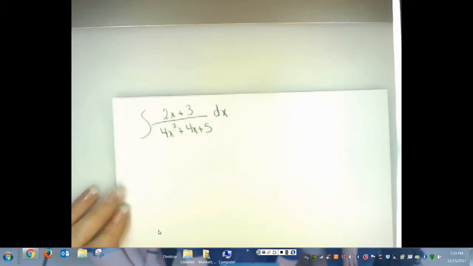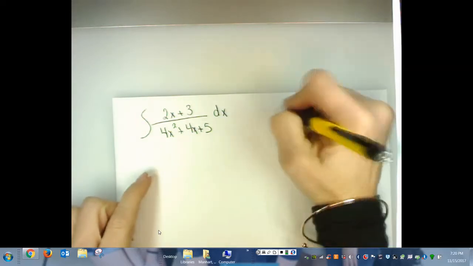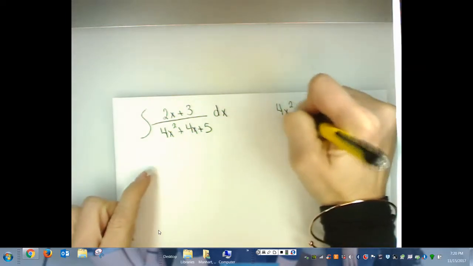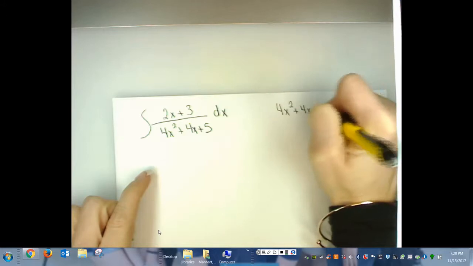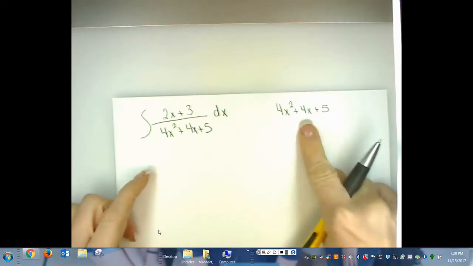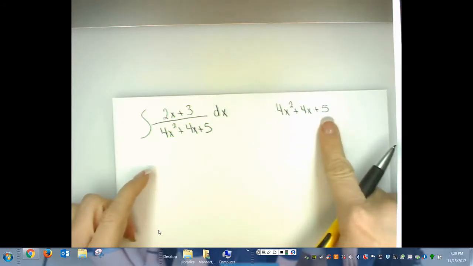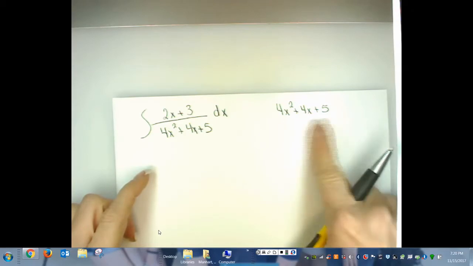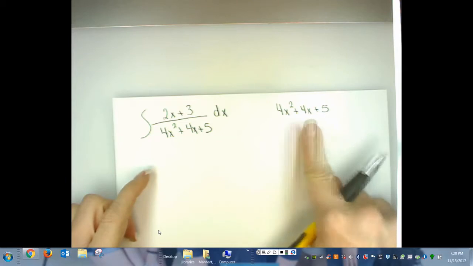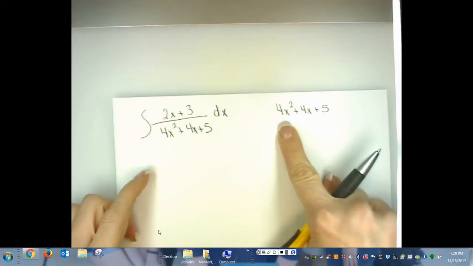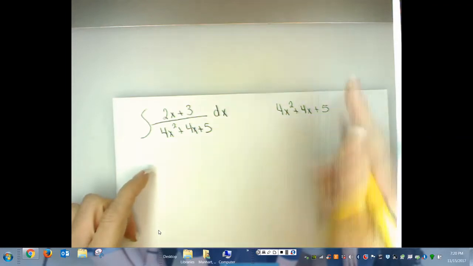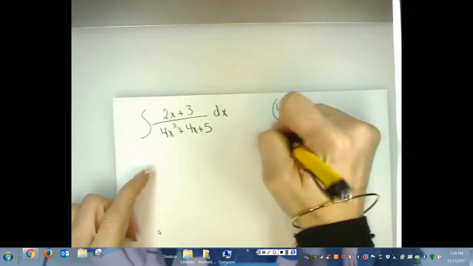But with this one, I would say in directions, solve by completing the square in the denominator. And I may give you a workbox to work on that denominator completing the square. A is 4, B is 4, and C is 5. To be able to complete the square on the first two terms, A has to be 1. If A is not 1, you cannot complete the square. So with the first two terms, you can factor out a 4.